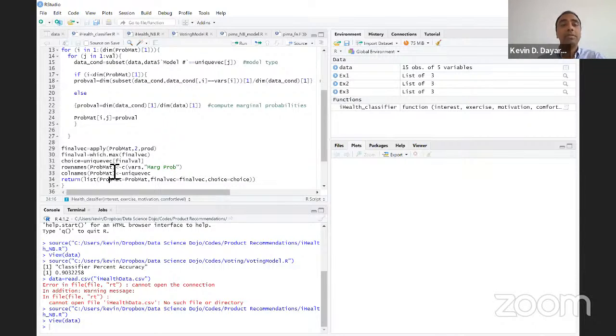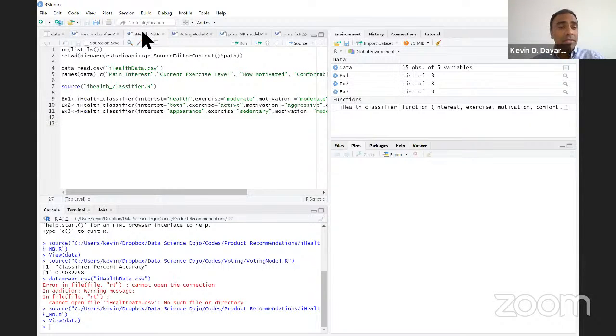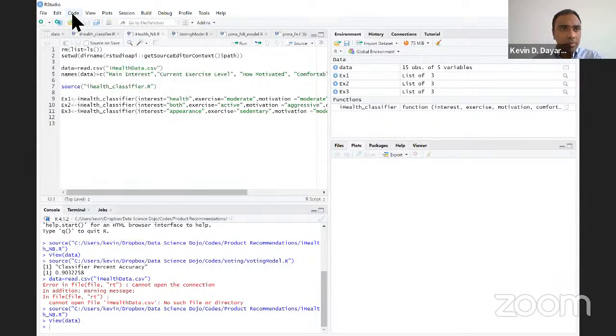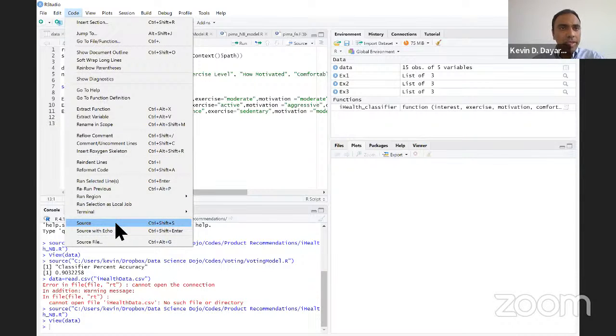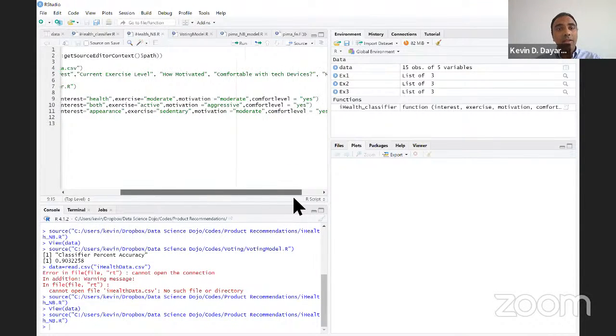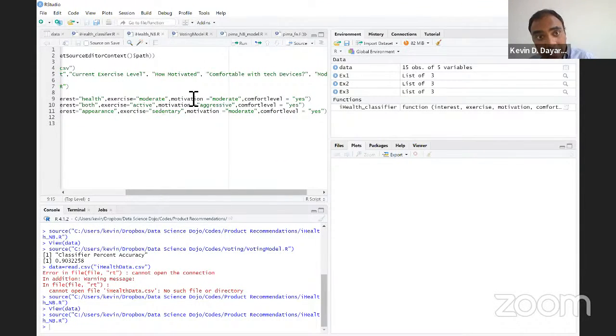And I encourage you to play with these codes, tweak them, do what you need to with them. And here is an example of this in action. So I will run this again. Here we load the data and the classifier. And then I have an example here. Here is a person whose interest is health. This is exactly what we did in the example. They engage in moderate exercise. They are moderately motivated. Their comfort level is yes.